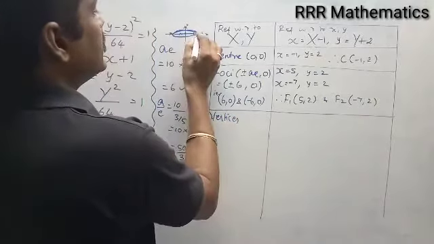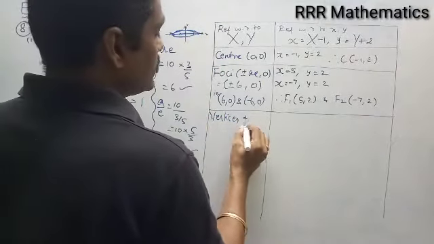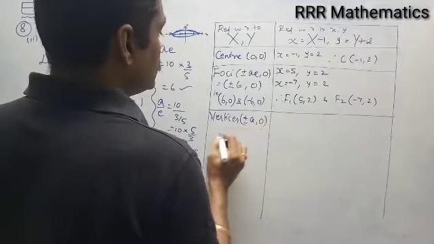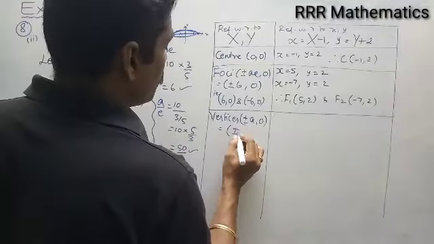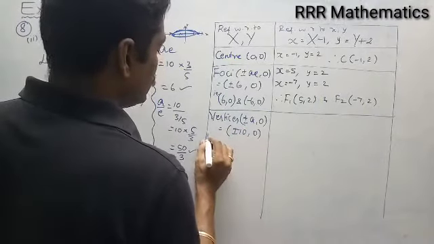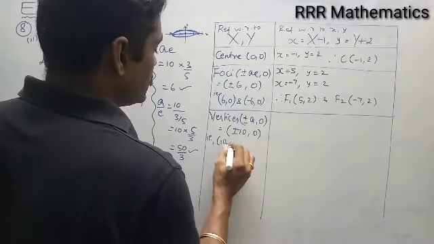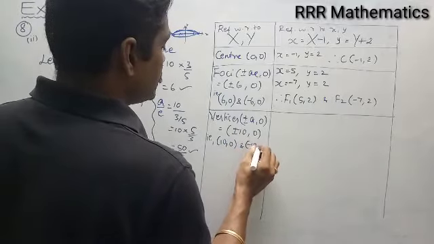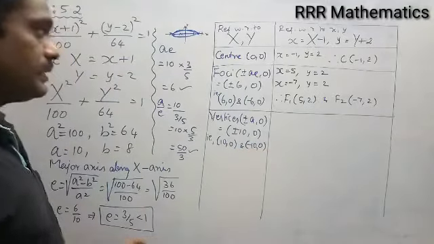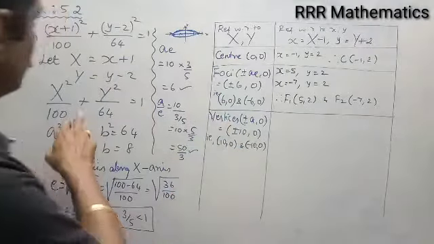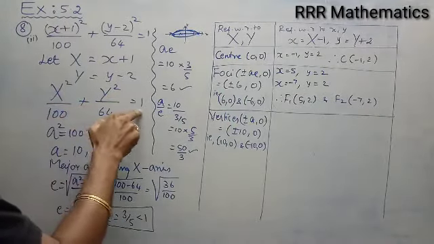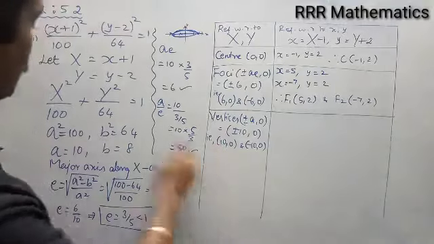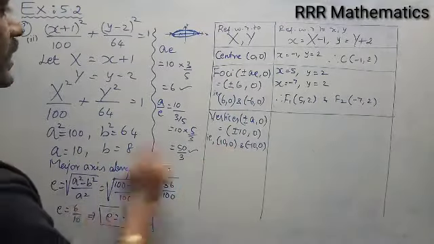Next, vertices, which is here and here, which is plus or minus a, 0. What is the a value? 10. Plus or minus 10, 0, that is 10, 0 and minus 10, 0. So in this case, your vertices with respect to the standard equation of capital X square by 100 plus capital Y square by 64 equal to 1 gives 10, 0 and minus 10, 0.